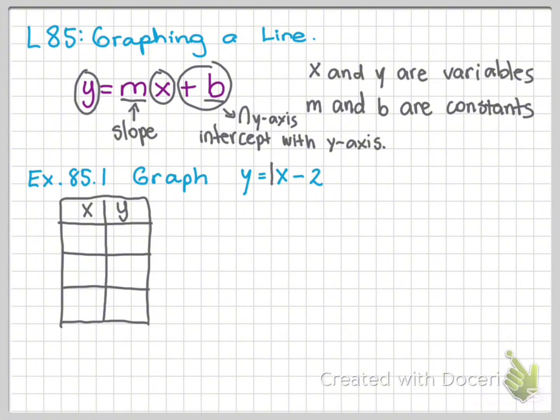So I have to choose three numbers, but I'm going to choose three easy numbers because if I choose 50, I'm going to work with a really big number. So I'm going to choose -1, 0, and 1. Or you can choose 0, 1, and 2. Just make sure that they're numbers that are small and that you can easily work with, okay?